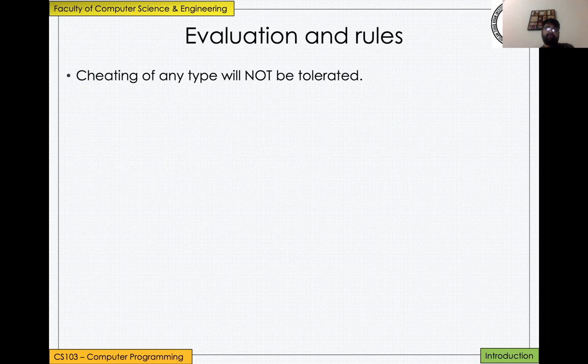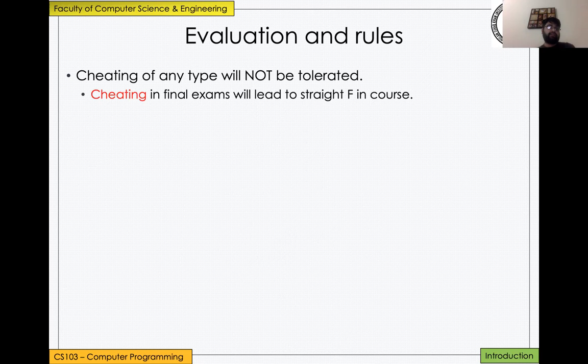Cheating of any type whatsoever will not be tolerated. Remember that. If you cheat in the final exam, it will lead to a straight F. By cheating, I simply mean any piece of code that is not done by you or which you cannot defend during your final exam. So if you cannot defend a thing, that will constitute cheating, and in the final exam, in the Viva section in particular, it will lead to a straight F in your course.